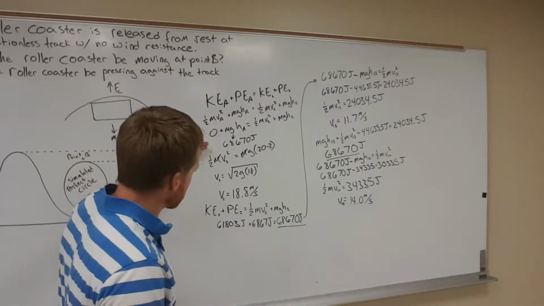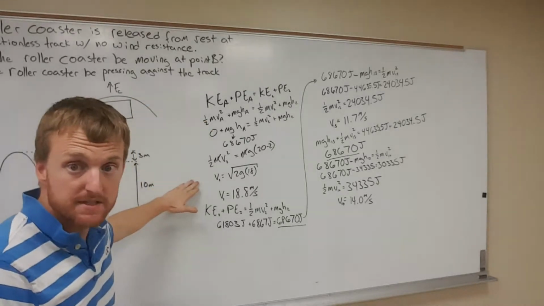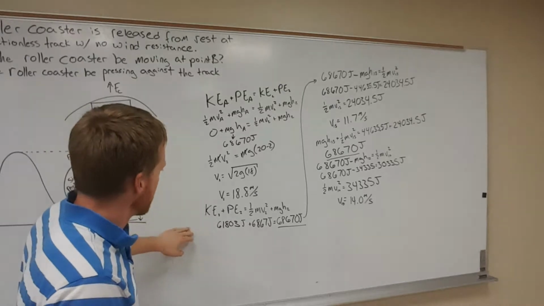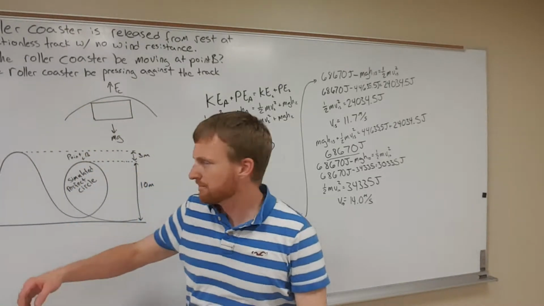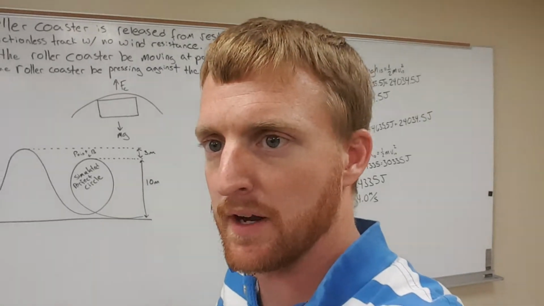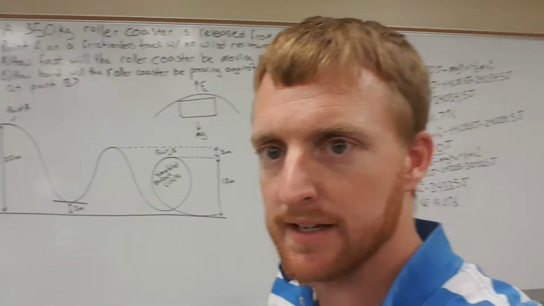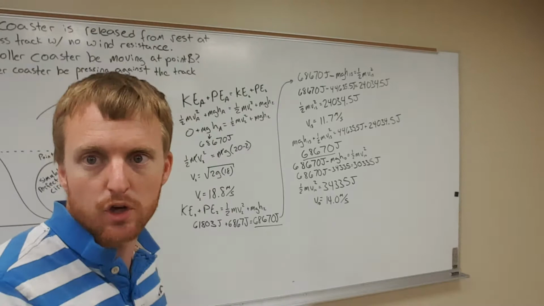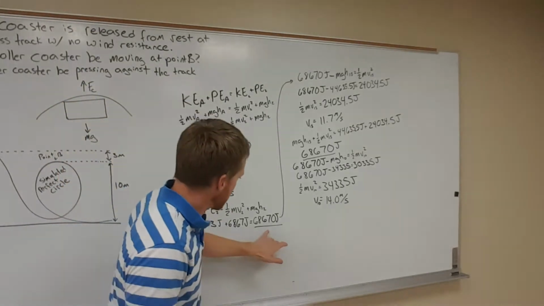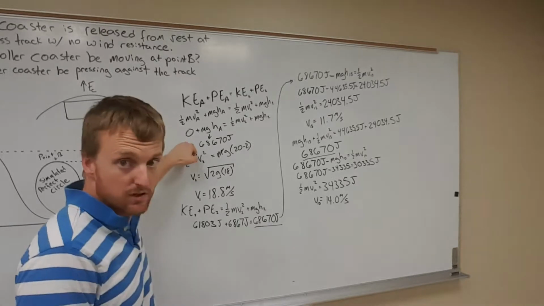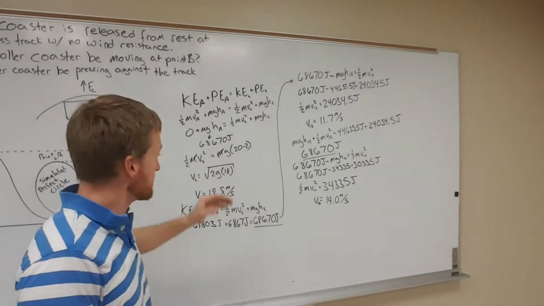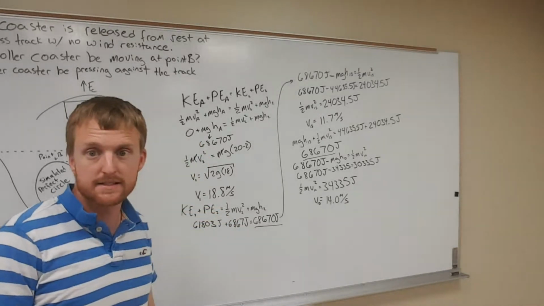Anyway, solving this, you can pause it anytime you want to see the steps, but at the point 2 meters above the ground right there, I get a total kinetic energy of 68,670 joules, just like I got for the initial potential energy. Okay, didn't lose any, didn't gain any. Same amount.